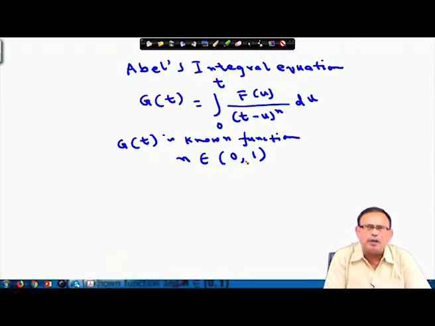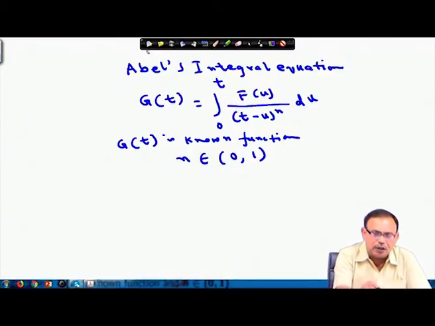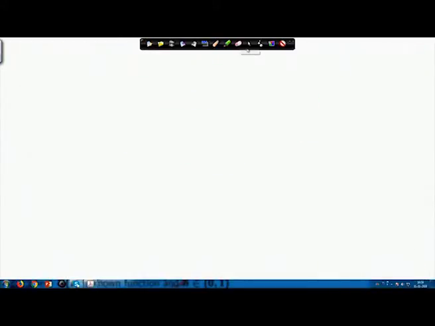So, I have given a few well known types of integral equations. Now, we will see how to find the solution of these integral equations using Laplace transform.